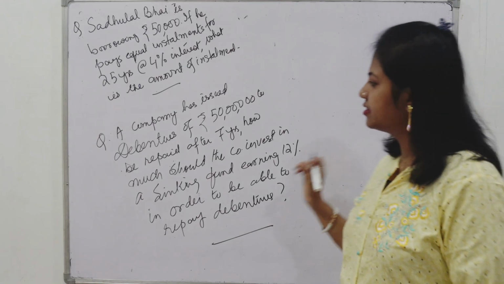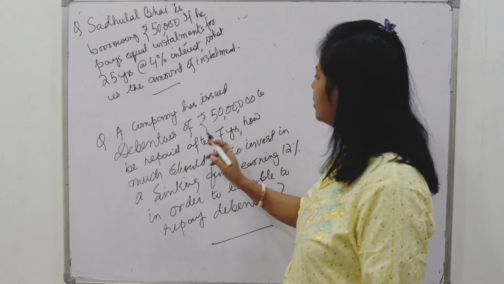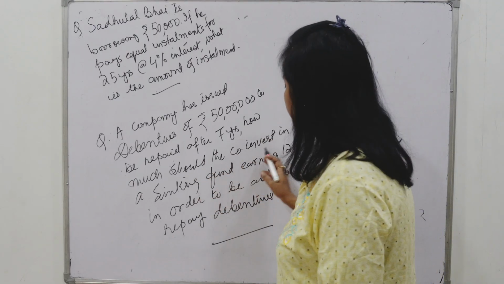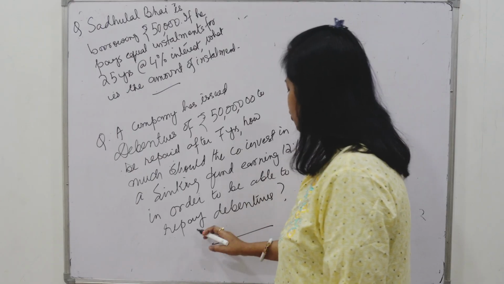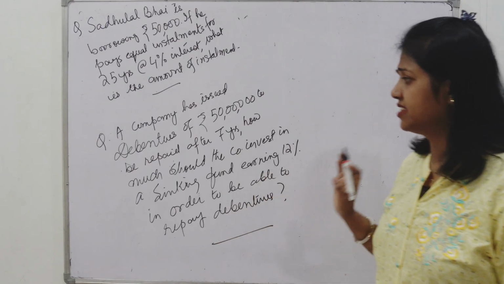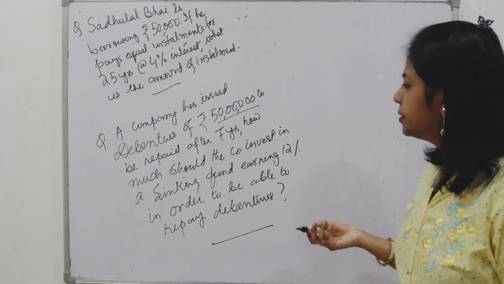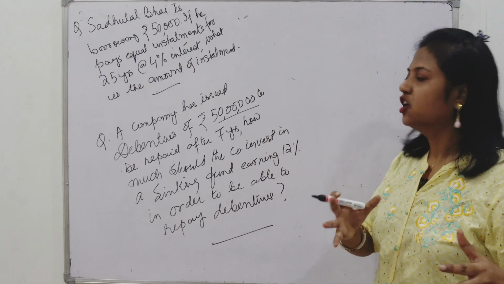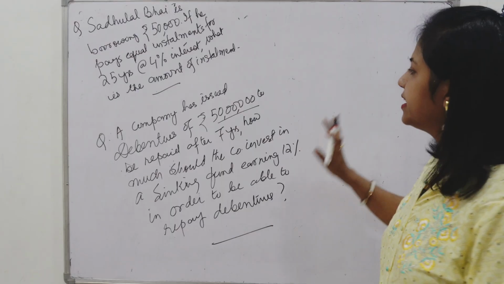So friends, this is another sum. Let's see what it is. A company has issued debentures of 50 lakhs to be repaid after 7 years. How much should the company invest in a sinking fund earning 12% in order to be able to repay the debentures? Means the company has taken debentures, a kind of loan of rupees 50 lakhs. What the company wants to know is how much money it has to invest so that after 7 years the company is able to repay the entire loan.